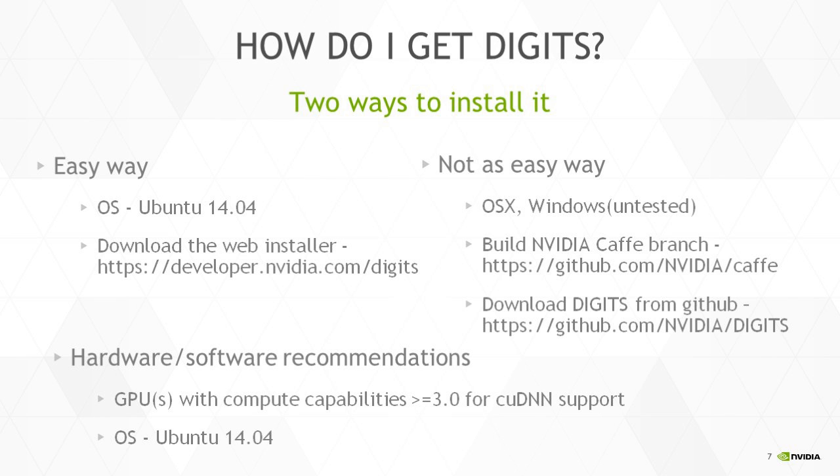As far as hardware-software recommendations go, if you want to use cuDNN, make sure that you have GPUs in your host machine with compute capabilities greater than or equal to 3.0. Also, the easy way to install it, of course, is with Ubuntu 14.04, but it'll also work with other variants of Linux, like CentOS and so forth.